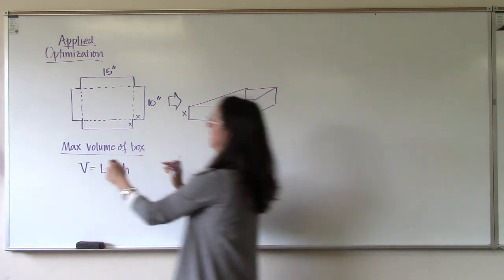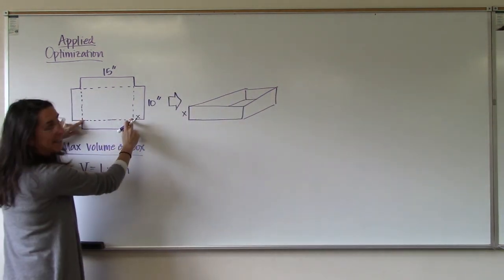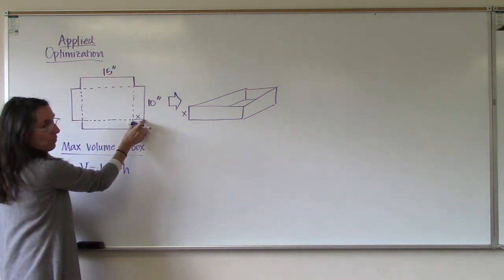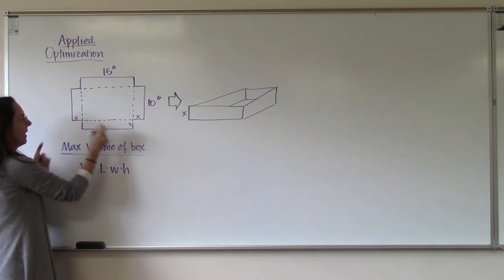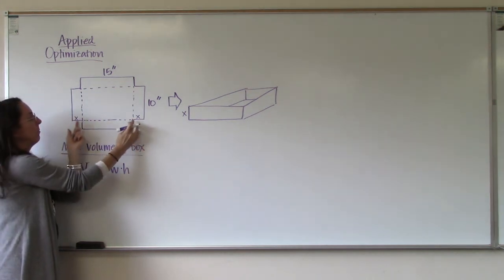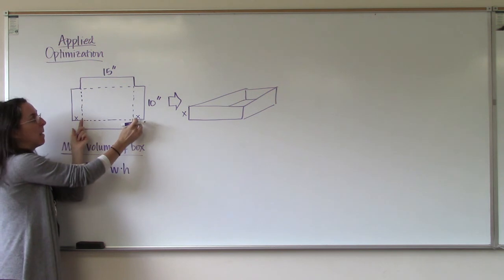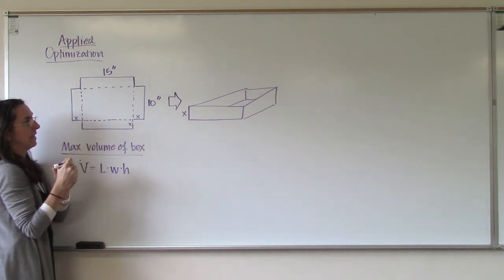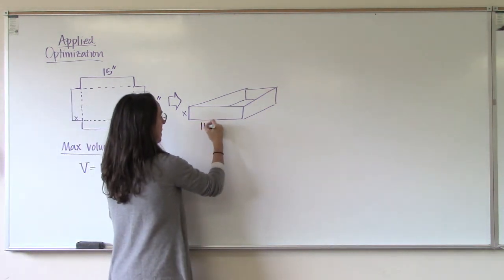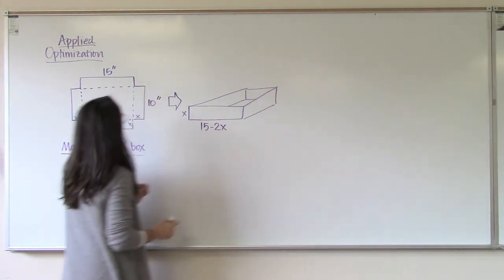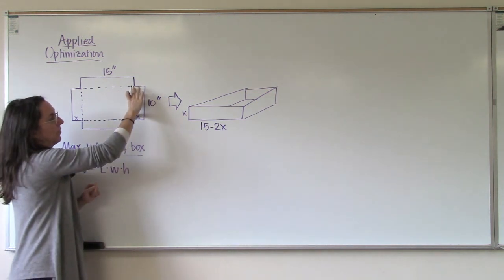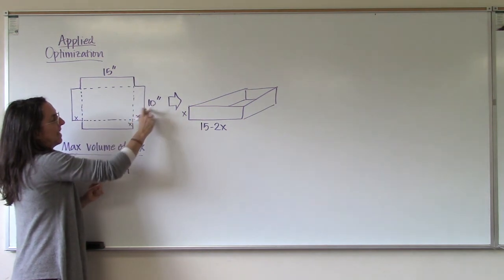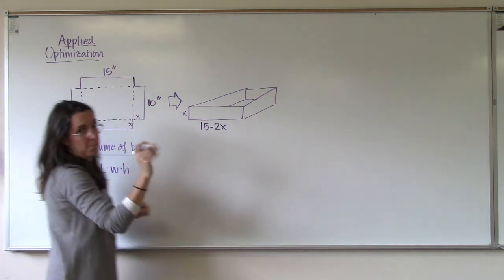How wide is it? The width goes from here to here. Now the width used to be 15 until we cut a square out of here and a square out of here. So it's 15 from here to here, but from here to here, it's 15 minus that x minus that x. So the width is 15 minus 2x. And the same kind of thinking goes for the depth of the box. It was 10, but we cut x out of here and x out of here, so it'll be 10 minus 2x.